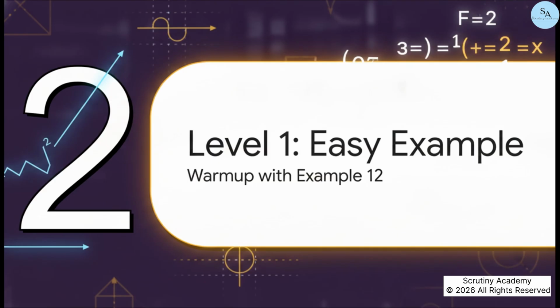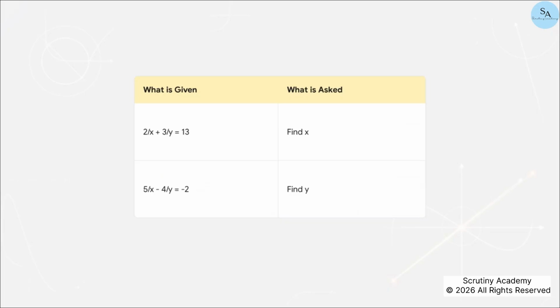Now, let's tackle section 2. Level 1, the easy example. This is just a warm-up using example 12. Just like any good private tutor would tell you, whenever you face a word problem or a scary equation, always start by separating the noise from the goal. Map out exactly what is given and what is asked.